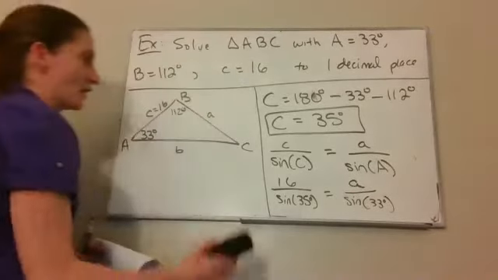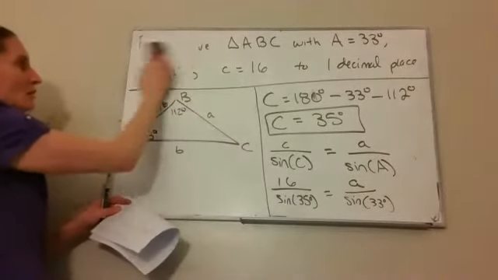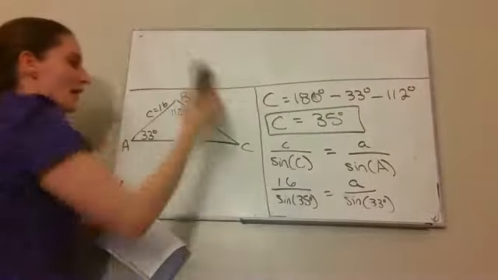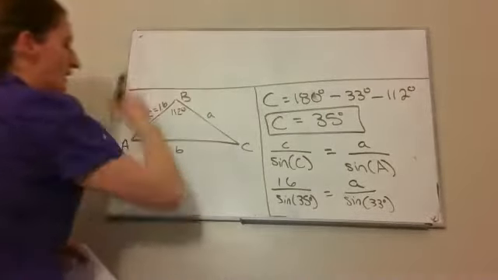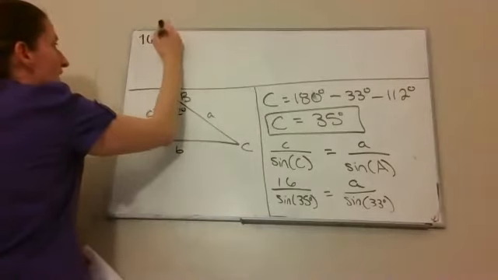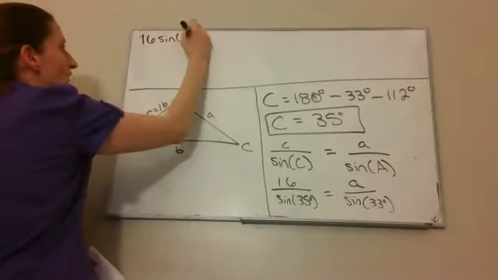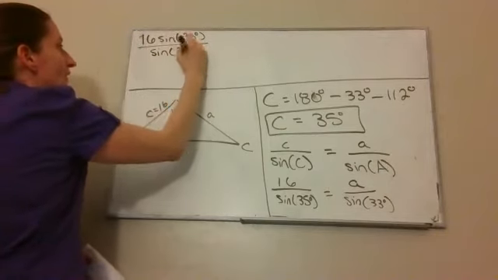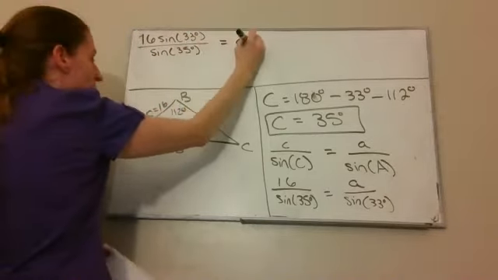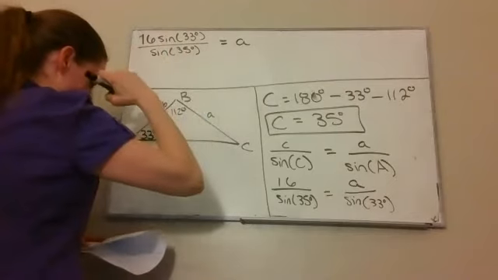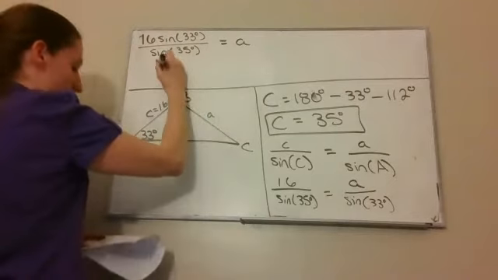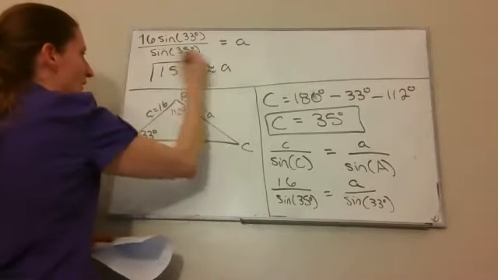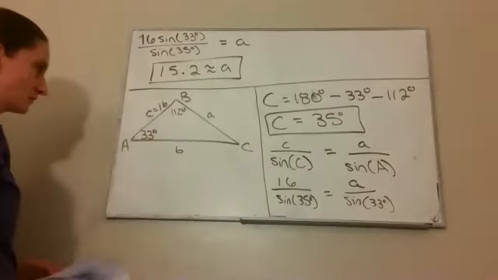And then I can solve for little a by multiplying by that sine of 33 degrees and getting 16 times sine of 33 degrees over sine of 35 degrees is equal to a. Typing that in and rounding to one decimal place, I get 15.2 is approximately side A.